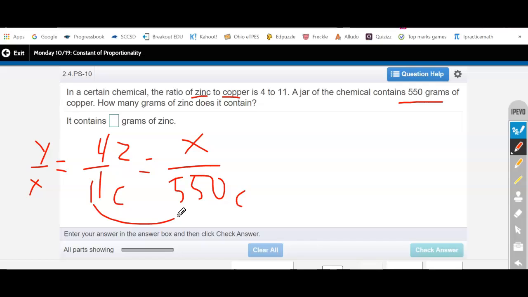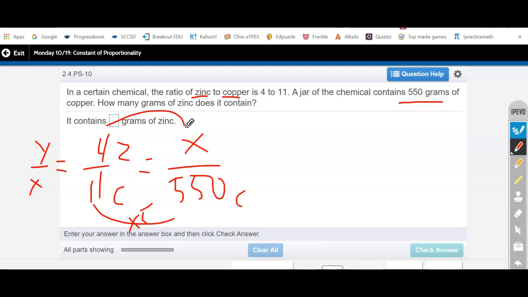And if you don't know, we can work backwards. So we're going to go 550 divided by 11, and you end up getting 50. So that's times 50. So then we multiply 50 up top here.